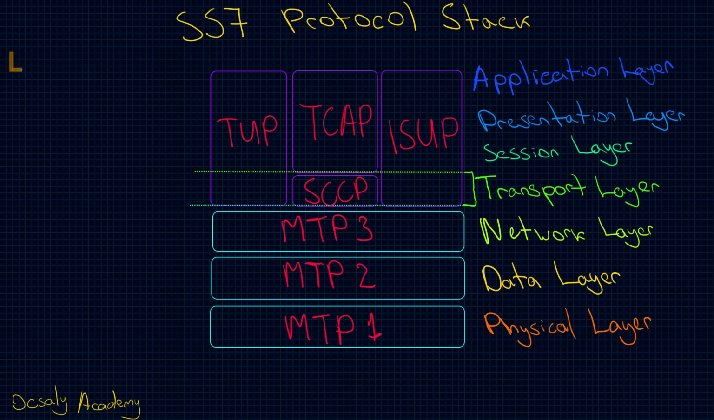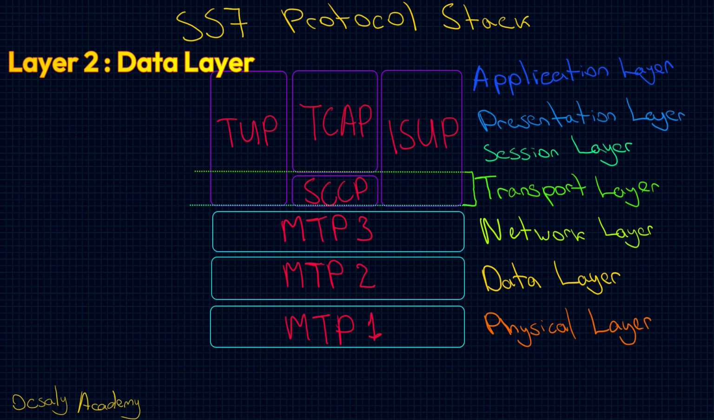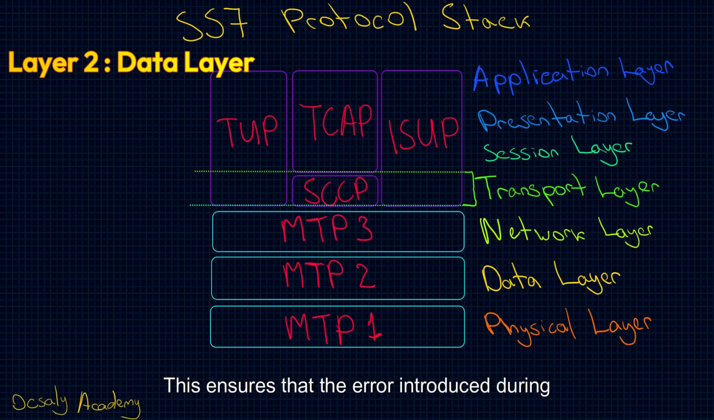The physical layer ensures that the infrastructure, like the type of cables and signal properties, meets the requirements for reliable data transmission. And moving up, the data link layer is implemented by the MTP2, Message Transfer Part 2, and its primary role is to manage the framing of data into packets and ensure proper synchronization between sender and receiver. Key responsibilities include framing messages into packets. This includes marking the start and end of each packet, error detection and correction.